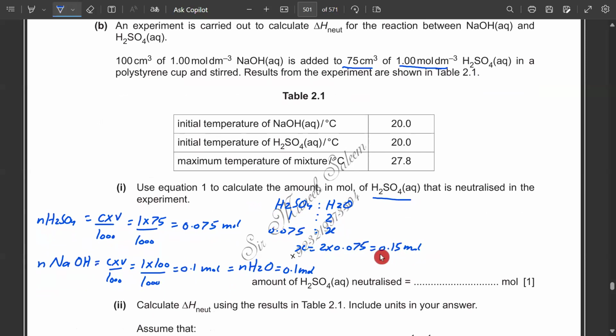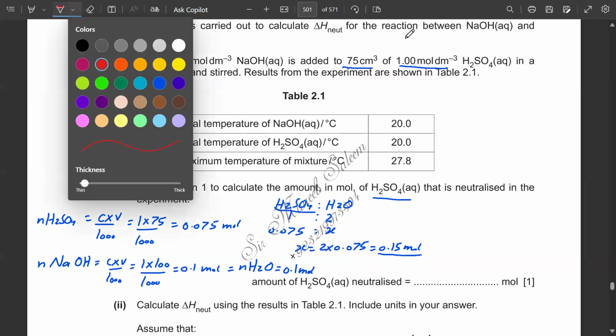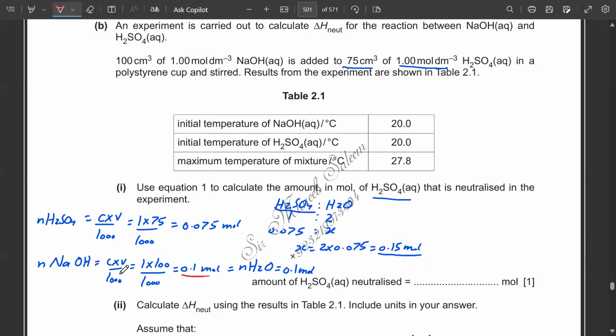So 0.15 mole is produced by H2SO4 and 0.1 mole is produced by NaOH. Comparing these two values, 0.15 versus 0.1, we can see that 0.1 is the lesser amount, which means NaOH is considered to be the limiting reagent over here.